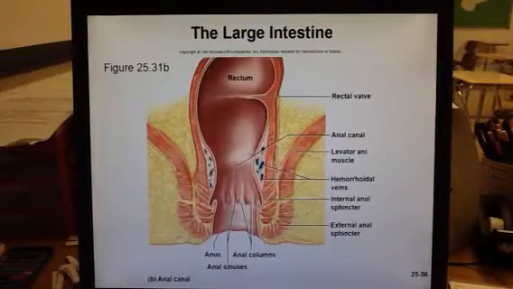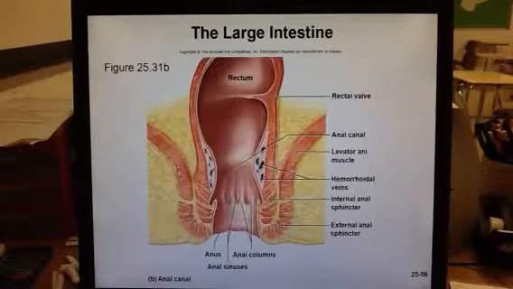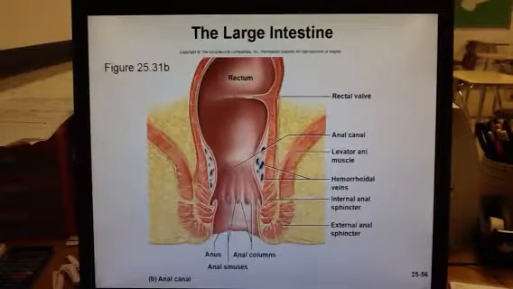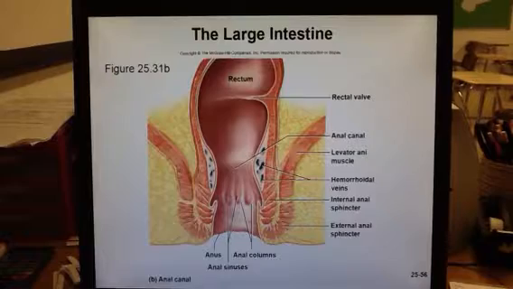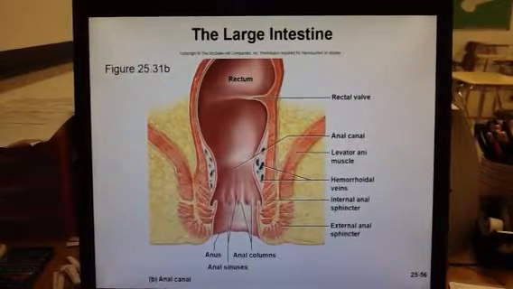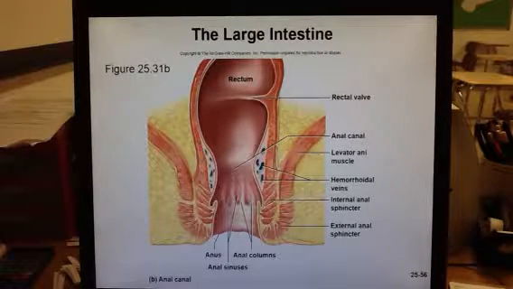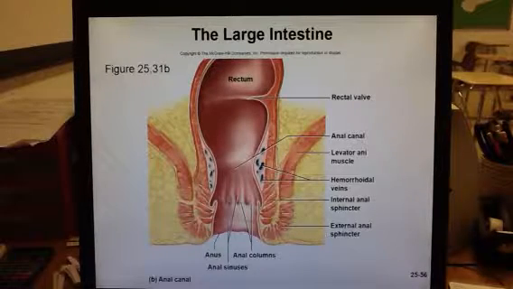And so here it is, and there are just some features that you need to know. You need to know the rectal valve, and then those anal columns are those folds inside the rectum, not the anus. And then you see those veins in blue. Those are the hemorrhoidal veins that can bulge out. And then this shows the sphincter.